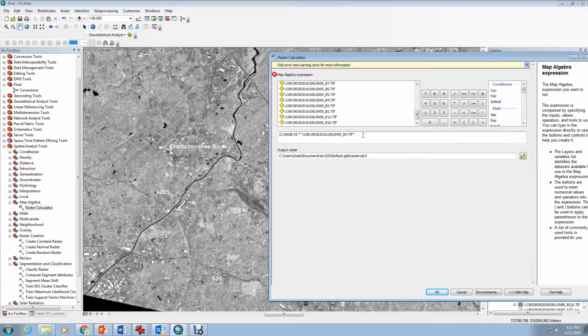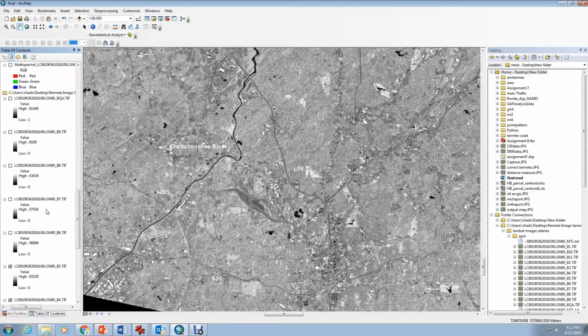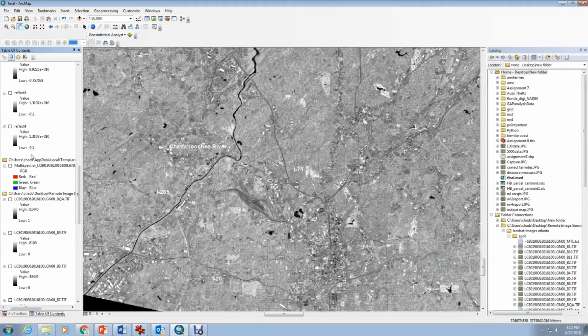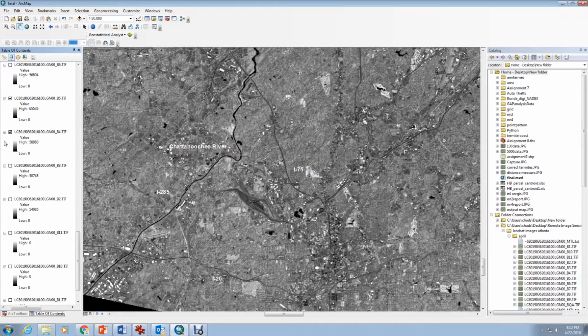So we're going to do band 4. You need to put parentheses around that. Double close those, and then we're going to add the add band and come up with an output name there. So my output band name there was reflectance 4 and reflect 5. So I did that for both of those. I'm going to go ahead and turn off some of those layers.